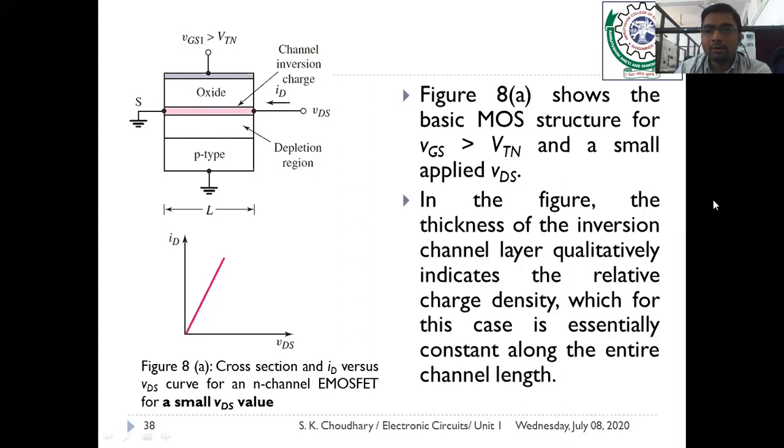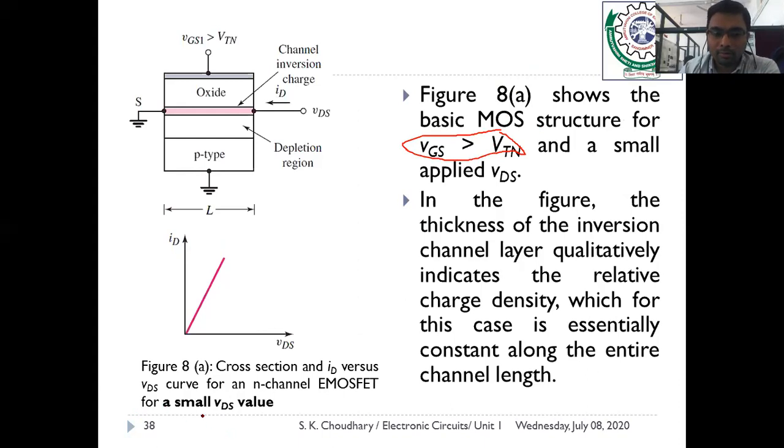And this uniform channel would be responsible for the flow of the current, that is the drain current. You can see here in this particular area below the oxide layer, in this channel, a uniform, linear drain current is flowing. As the VDS increases, your drain current also increases for the value of VGS greater than the threshold voltage. This is the only condition we require, and you find the linear relationship between the drain current and the drain to source voltage.